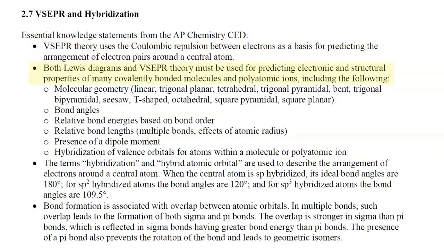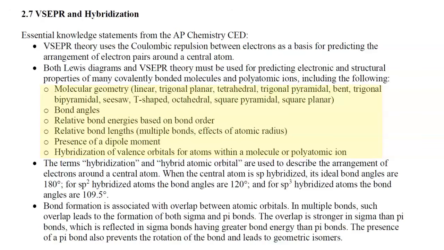Both Lewis diagrams and VSEPR theory must be used for predicting electronic and structural properties of many covalently bonded molecules and polyatomic ions, including the following: molecular geometry, linear, trigonal planar, tetrahedral, trigonal pyramidal, bent, trigonal bipyramidal, seesaw, T-shaped, octahedral, square pyramidal, and square planar.